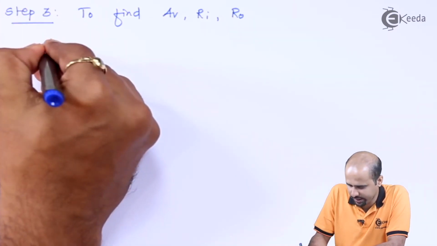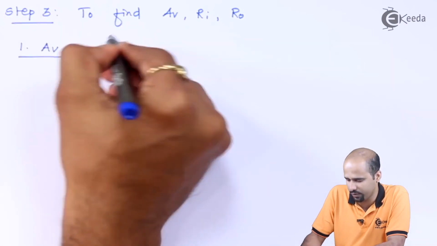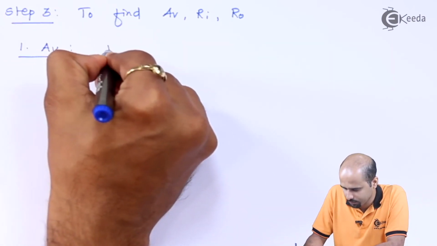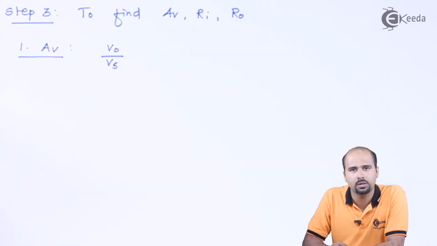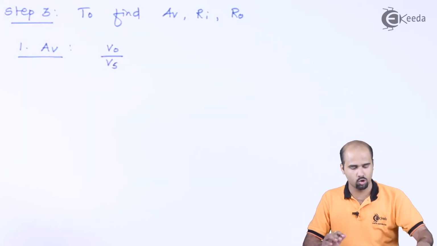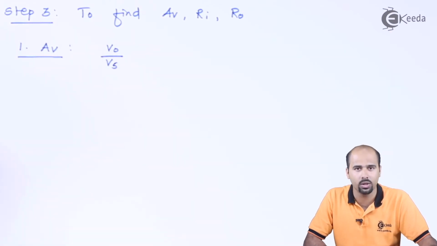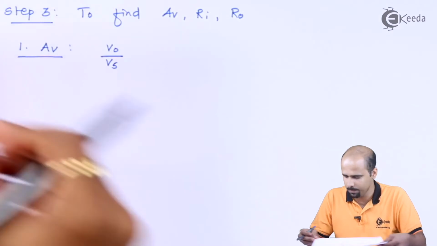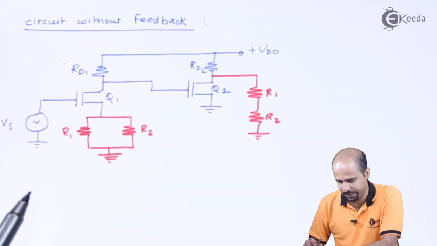So let's concentrate on the AV. How to find out the value of AV? AV is nothing but VO divided by VS for without feedback circuit. So all the calculations whatever we are going to do will be without feedback circuit. Okay, this is the circuit with which we will do the complete analysis.